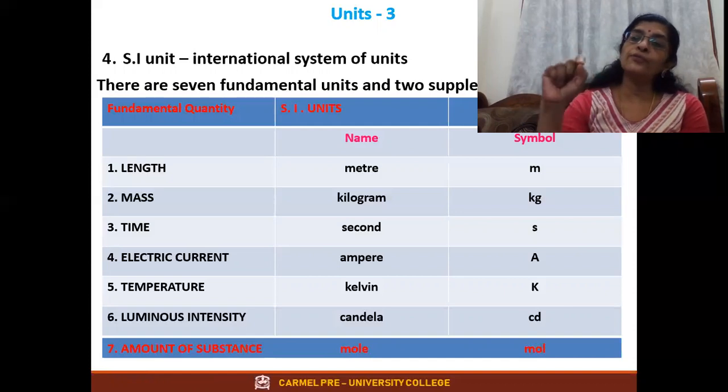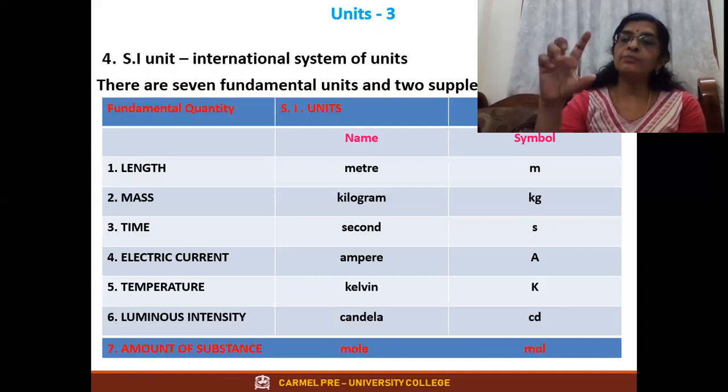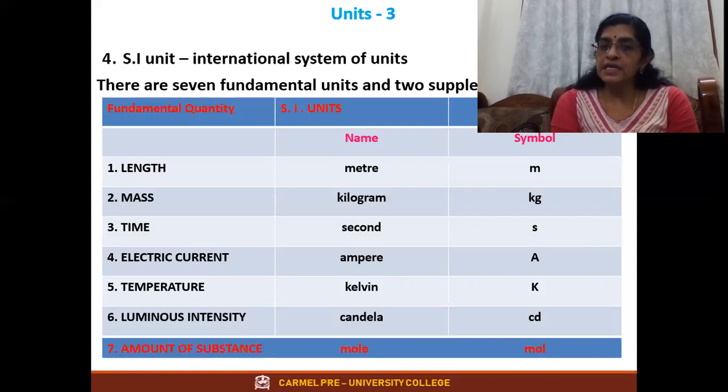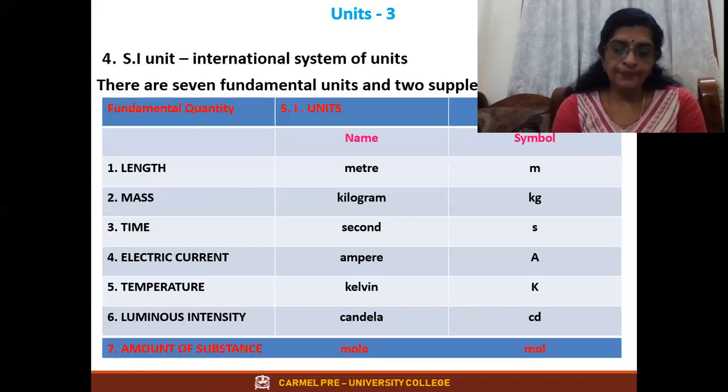No need of writing the full form. M-E-T-R-E, the symbol is given as m. Mass is kilogram, kg. Second is given as s. Electric current, ampere, is the name of a person. Kelvin is the name of a person. So when you represent them with a symbol, the first letter should be a capital: A, and Kelvin will be capital K. Luminous intensity is cd. Amount of substance is mole, and we take it as mol.